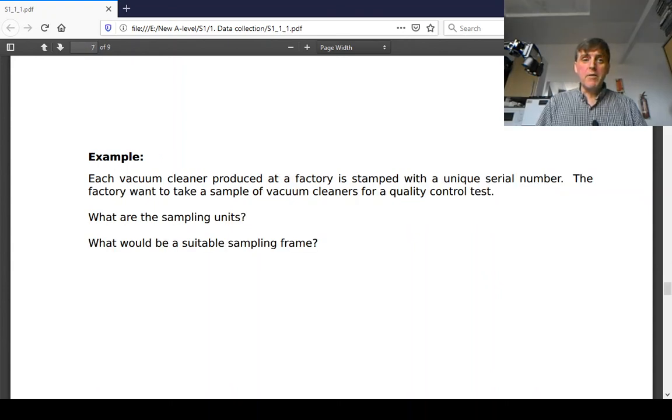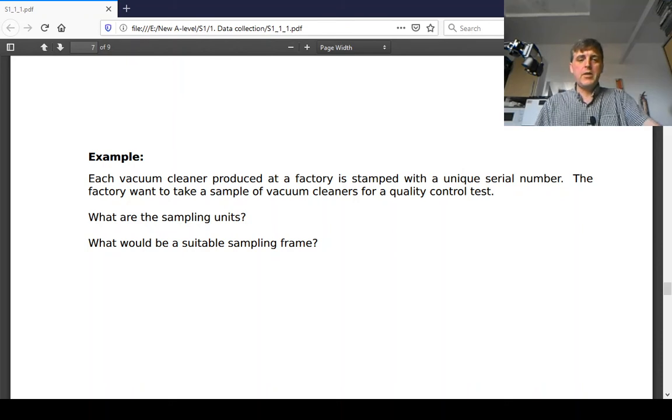So to see what that actually means, let's take a look at this example. We've got vacuum cleaners being produced at a factory. They each have a unique serial number, and the factory wants to take a sample of vacuum cleaners for a quality control test. So what would be the sampling units, and what would be a suitable sampling frame?